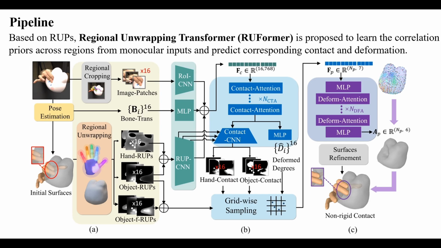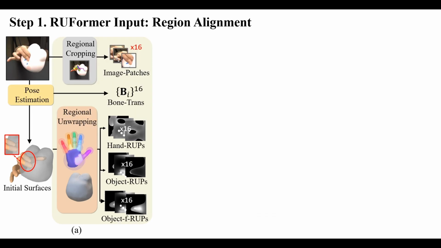Based on RUPs, RUformer is proposed to learn the correlation priors across regions from monocular inputs and predict corresponding contact and deformation. Firstly, we prepare RUformer input data, all of which are aligned to the hand's 16 regions. The hand-object surfaces are estimated and unwrapped into multiple high-resolution 2D regional profiles. The image patches are cropped using the guidance of hand joint image coordinates and mano-pose is converted as bone transformations.